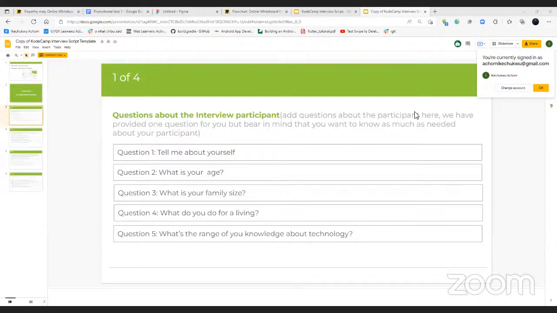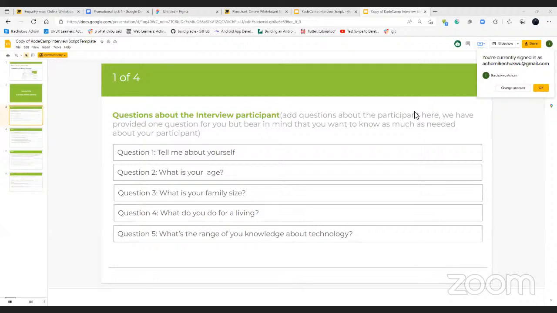It should not. And then you need to be able to check your question. What's the range of your knowledge about technology? How do you want a participant to answer that question? What's the range of your knowledge about technology? I would want to ask this person, what's the range of your own knowledge about technology?